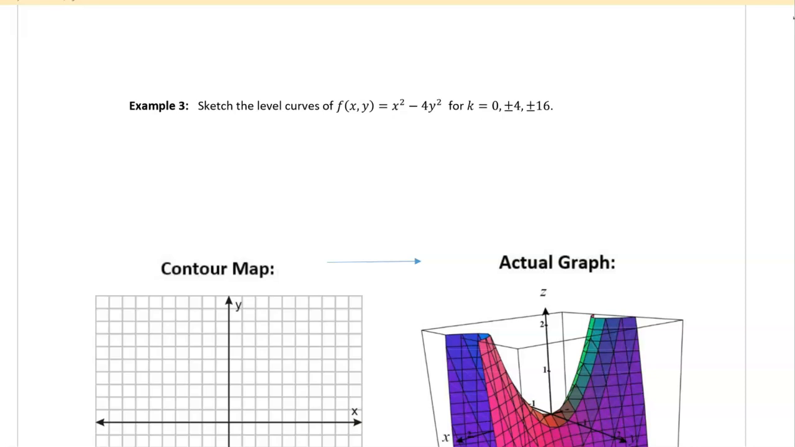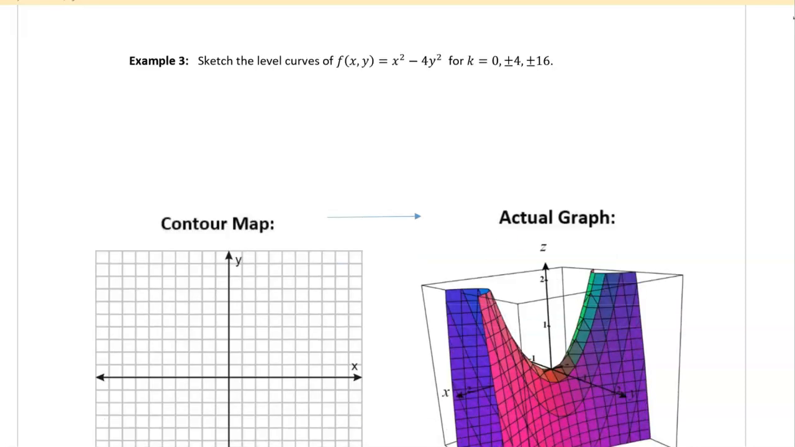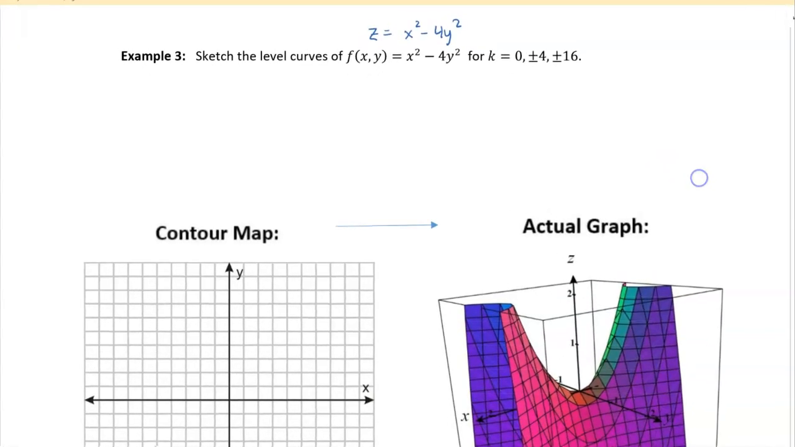Apologies. All right. Sketch the level curves for x squared minus 4y squared equals z. You might notice that this is one of our quadric surfaces. It's our hyperbolic paraboloid. But let's look at our level curves for 0, plus or minus 4, and plus or minus 16.